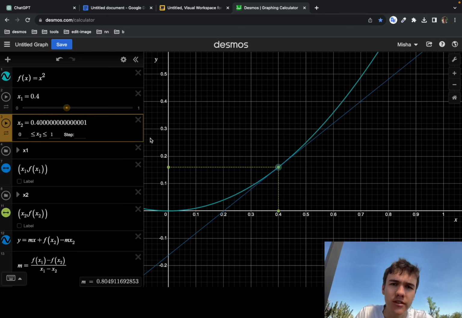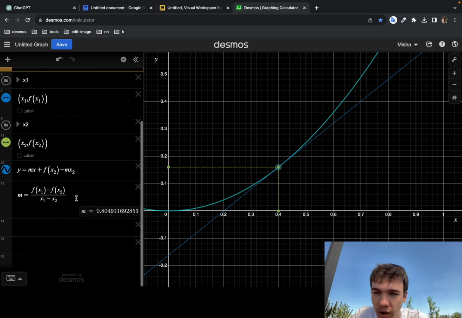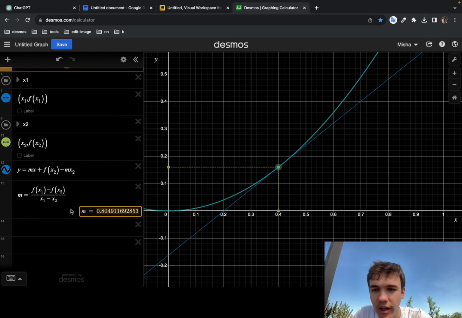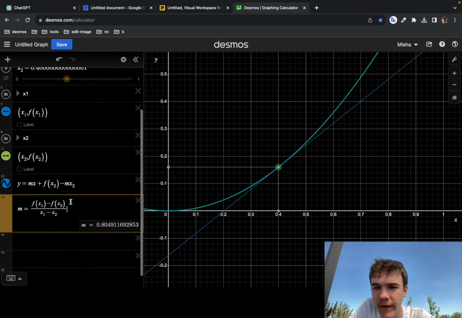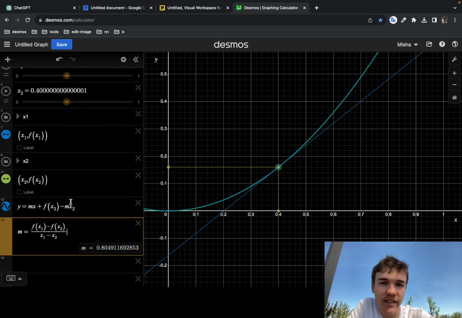So how can we know the slope of our line? The slope of our line is exactly here. So this is the slope of our line, 0.8049, whatever. So now we got our derivative. If you want more notation, let's dive in right now. But now you already know what our derivative is.